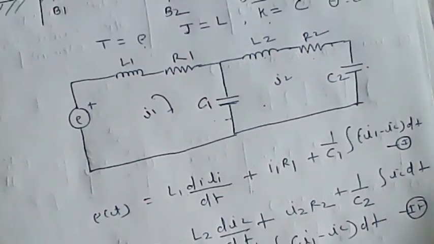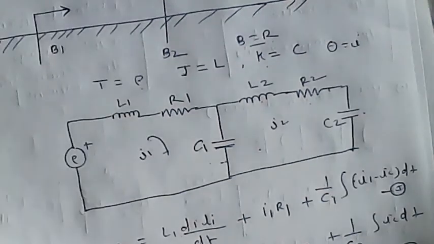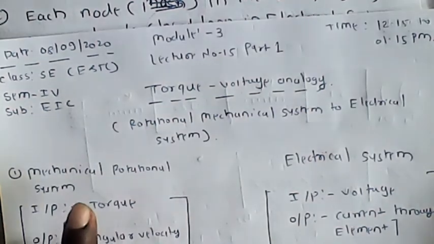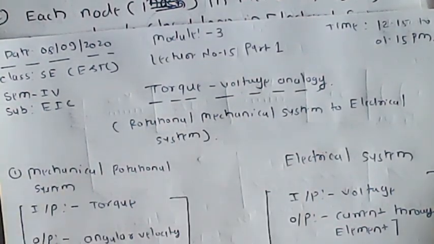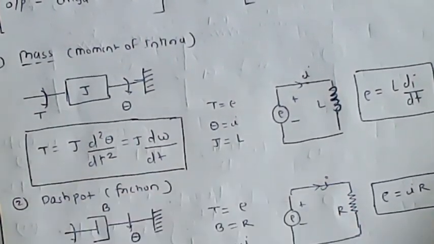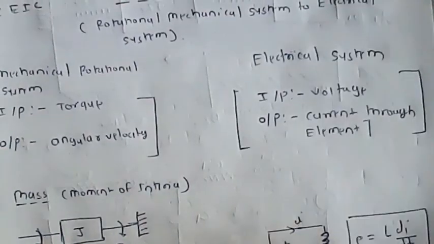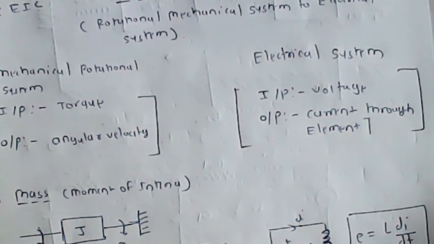In this lecture we introduced the concept of the torque-voltage analogy, that is, how a rotational mechanical system is converted into an electrical system. This is the chart showing how to convert: mass, dashpot and torsional spring. I hope you have understood these examples better. In the next lecture we will consider the torque-current analogy. So we can stop here. Thank you.